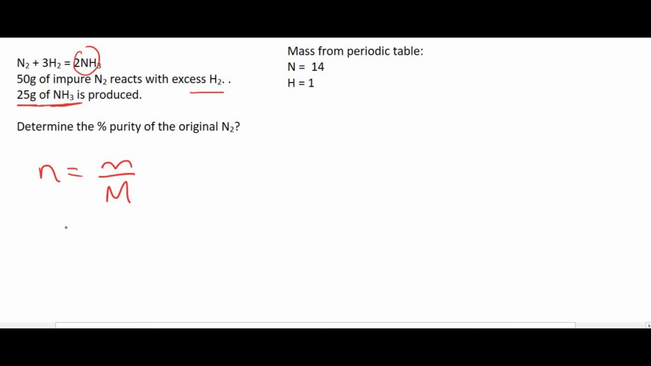And so for NH3, we can say the mass is 25 grams. NH3 is going to be nitrogen, which is 14, plus 3 hydrogen, so that's going to be 25 over 17.